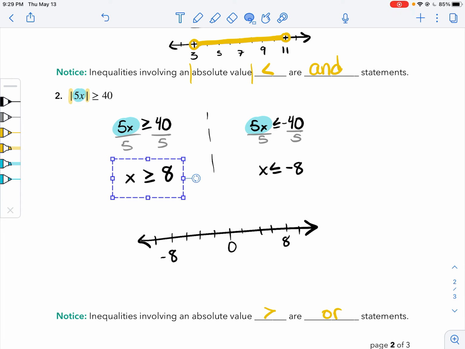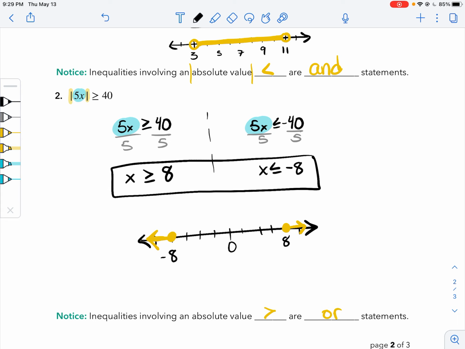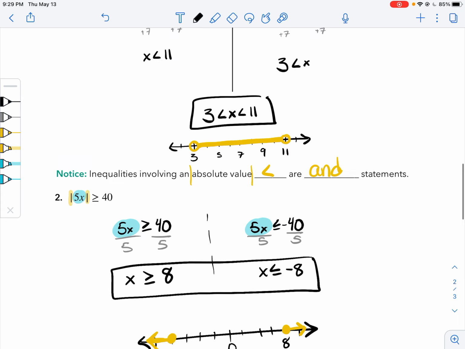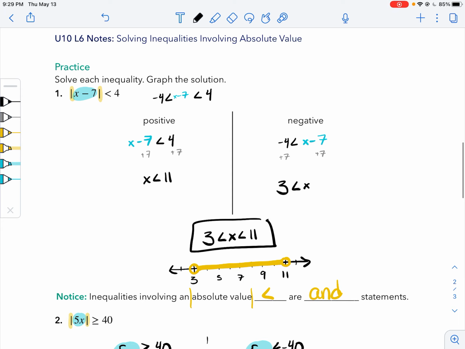X is greater than or equal to 8 gives us a split this way. X is less than or equal to negative 8 gives us a split that way. And that's our solution. So if you have greater than, that will always be OR. If an absolute value is less than, it is always going to be AND.